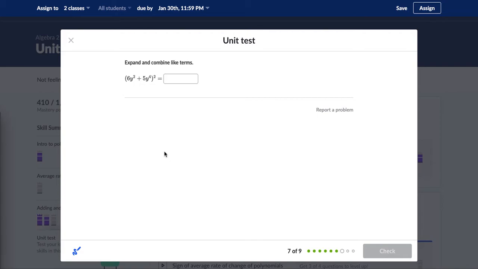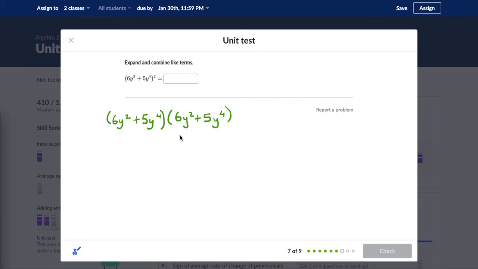Okay, so this is another multiplication problem. It's a recognition, first of all, that a square on the outside is multiplying the whole polynomial times itself. So we're multiplying it times itself twice. So we're looking at 6y squared plus 5y to the fourth times 6y squared plus 5y to the fourth.